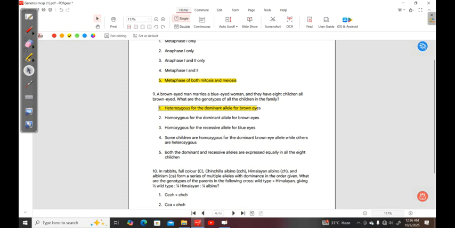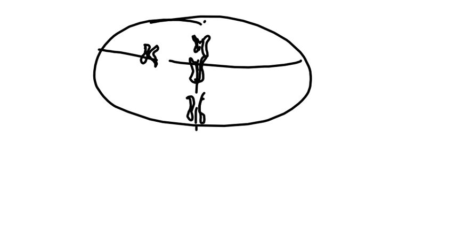What are the genotypes of the parents of the following cross, wild type to Himalayan? That's going to give you half of them being the wild type, a quarter being Himalayan, and a quarter being albino. Okay, so we're just going to go to the drawing board. Okay, just a minute, so we erase this.